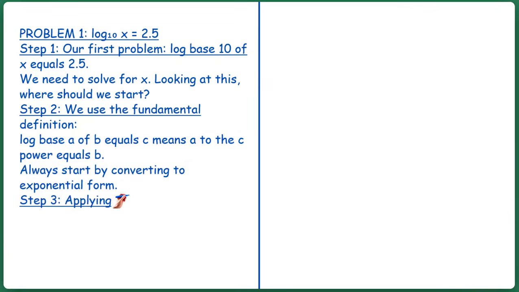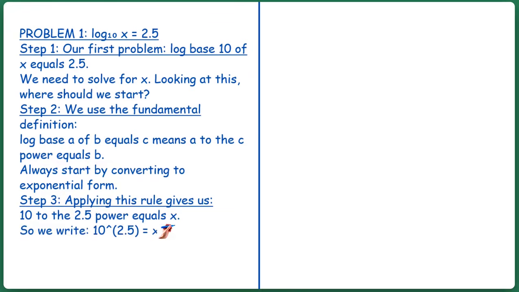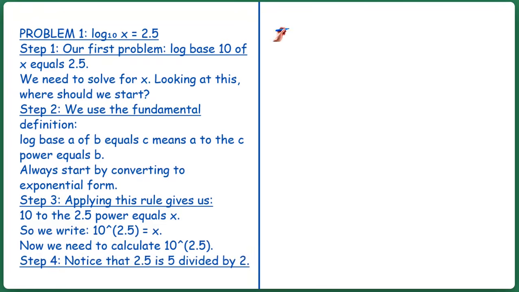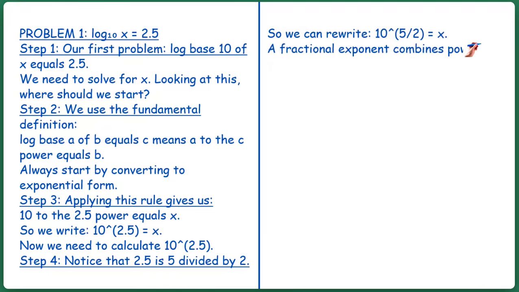Step 3. Applying this rule gives us 10 to the 2.5 power equals x. So we write 10 to the 2.5 equals x. Now we need to calculate 10 to the 2.5. Step 4. Notice the 2.5 is 5 divided by 2. So we can rewrite 10 to the 5 over 2 equals x. A fractional exponent combines power and root.